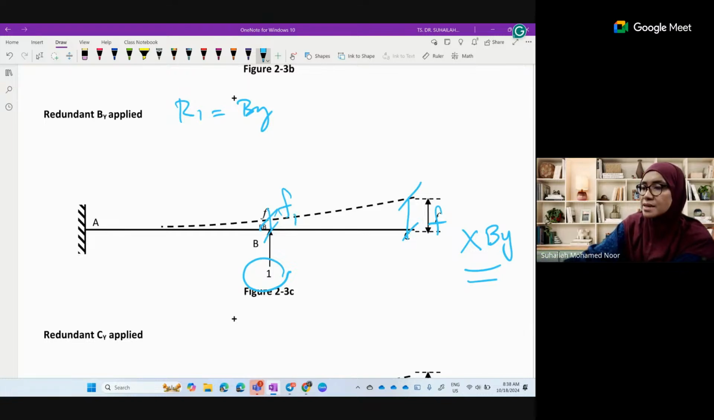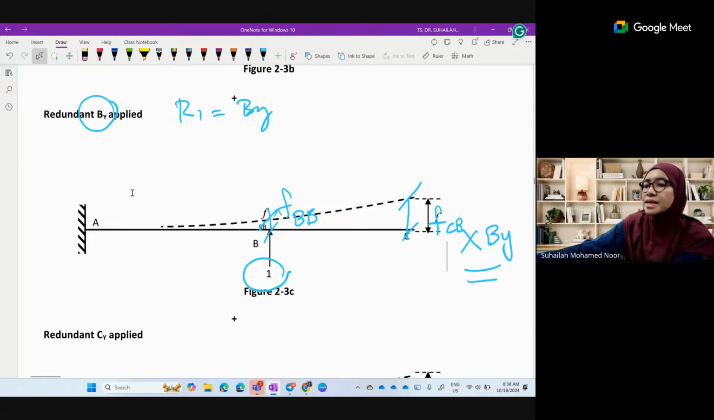F at position B, F at position B for redundant BY applied. So it becomes FBB. Okay, at point C, it becomes F point C, redundant B, FCB. Okay, first notation for the position. So in redundant BY applied, we have FBB and FCB representing the displacement at the two positions.